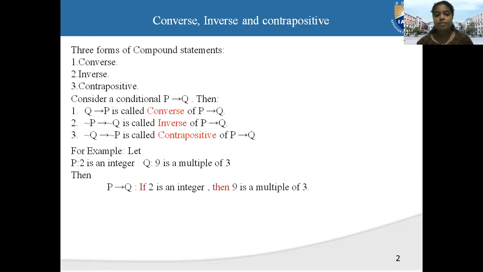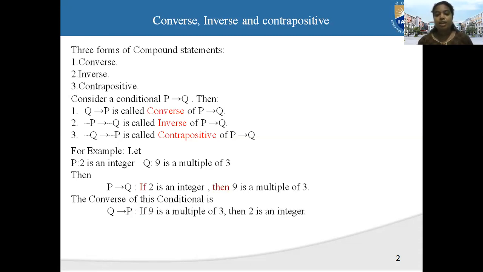So what is the converse of that given statement? Here you have to write Q to P. So you use the Q statement first, then the P statement. So what is the result? If 9 is a multiple of 3, then 2 is an integer. This is the converse form of the given statement.